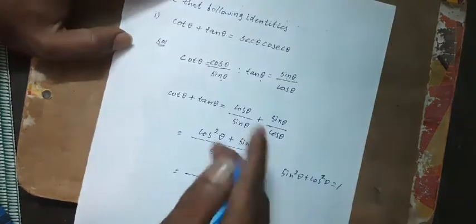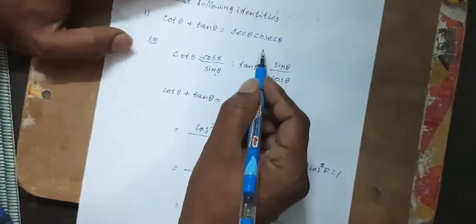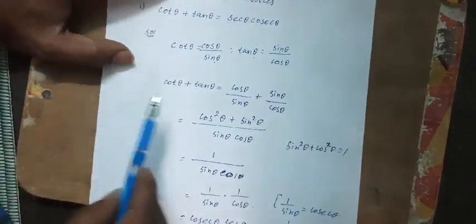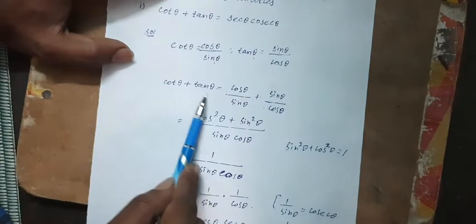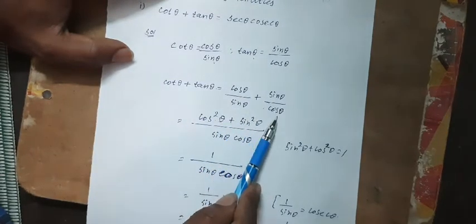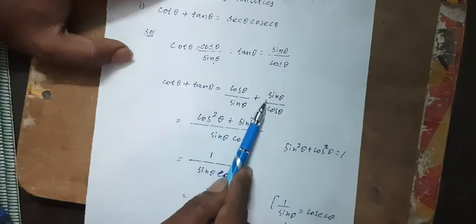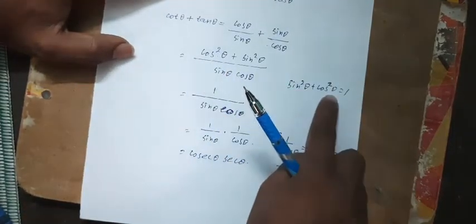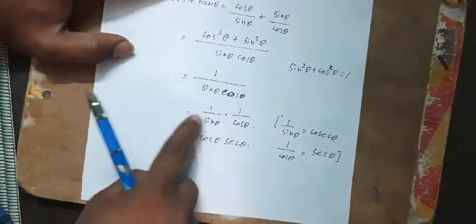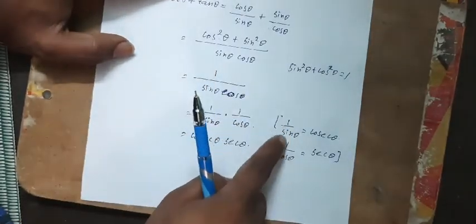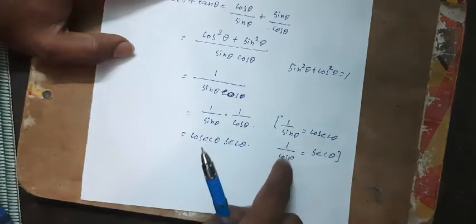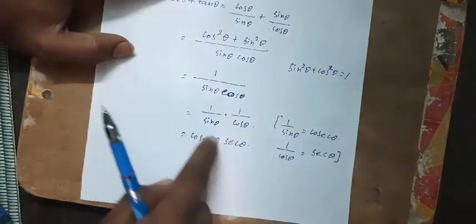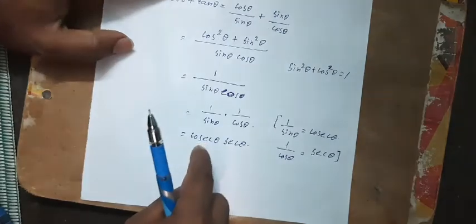So what is the result you want to prove? That secant theta and cosecant theta. Okay, so given cot theta and tan theta, the denominators are different. You want to take the cross multiplication and then substitute the formula sin square theta plus cos square theta is equal to 1. Next, separate the terms, and 1 by sin theta is equal to cosecant theta and 1 by cos theta is equal to secant theta. Okay, we can substitute, and we get the result. Okay, next, first sum, second one.